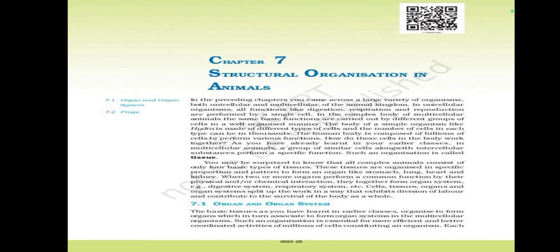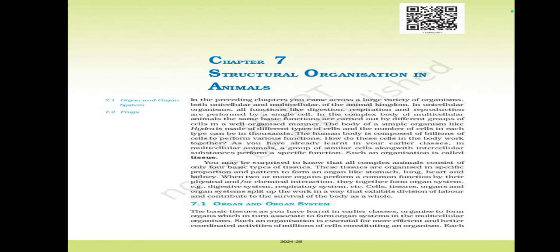These tissues are organized in specific proportion and pattern to form an organ like stomach, lungs, heart, and kidney. When two or more organs perform a common function by their physical or chemical interaction, they together form an organ system. For example, digestive system, respiratory system, etc.